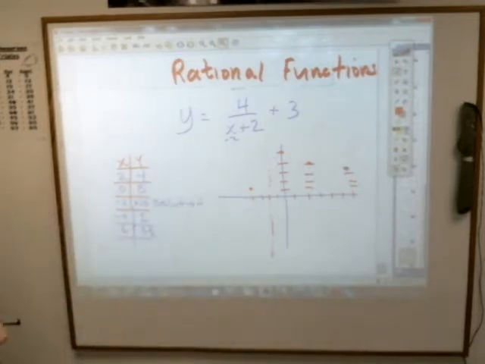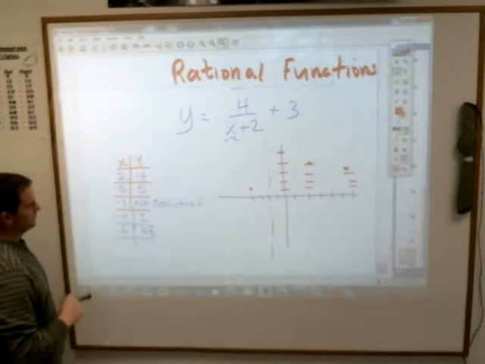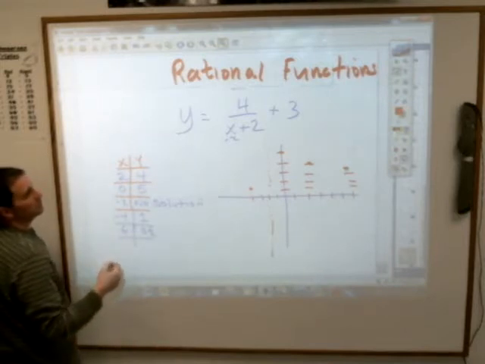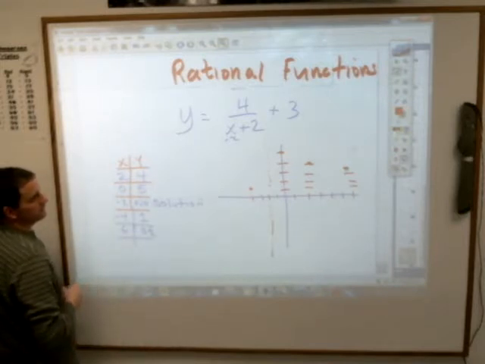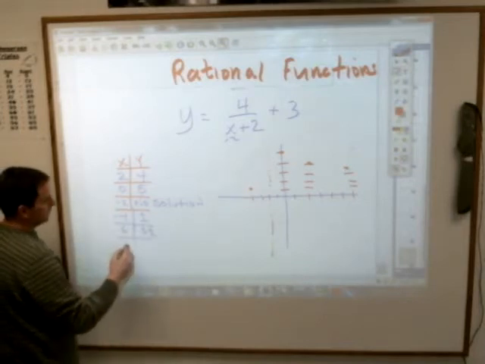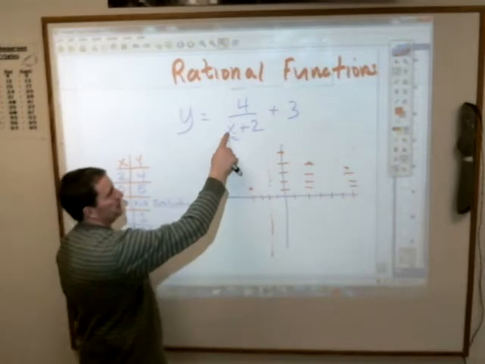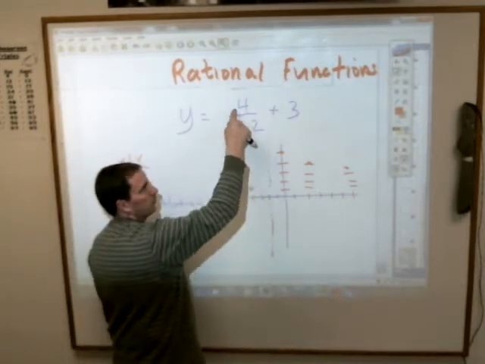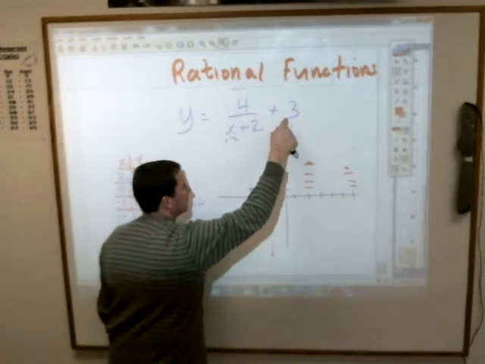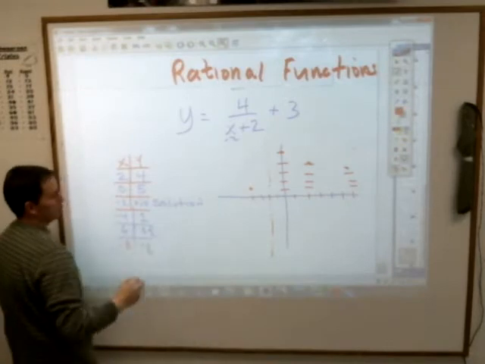I need some other negative numbers just for fun. -9. -100. No, let's do something that works out. -3 would work out. That's a good call. -3 plus 2 is -1. 4 over -1 is -4. -4 plus 3 is -1.